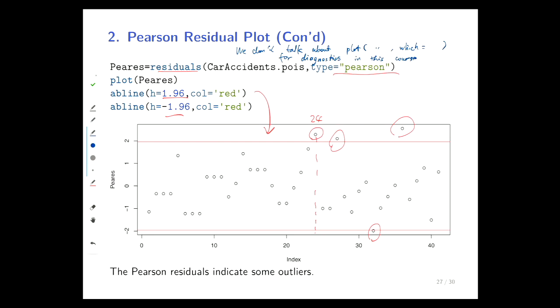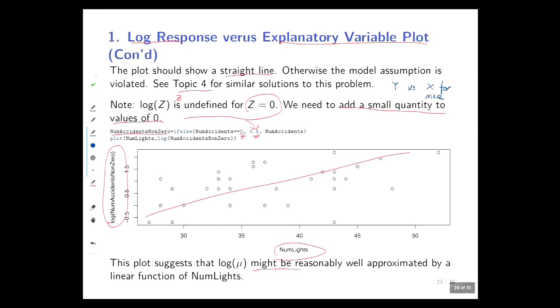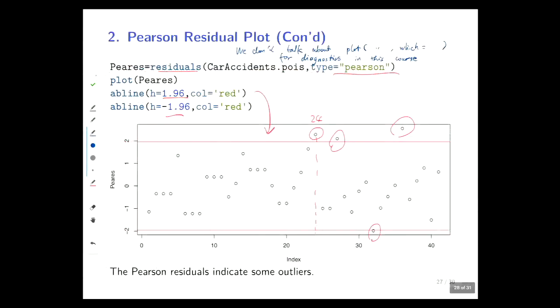The problem here is that in order to explain that plot, you need to understand more details behind the plot, in order to understand why we use those plots to help us perform the diagnostics. So in this course, because it's an introductory level course, we only use very simple tools. The first tool is the log response versus explanatory variable plot. Even though it's simple, I still need to spend a lot of time explaining the meaning of this plot. And the second one is this Pearson residual plot, and I think it's very similar.